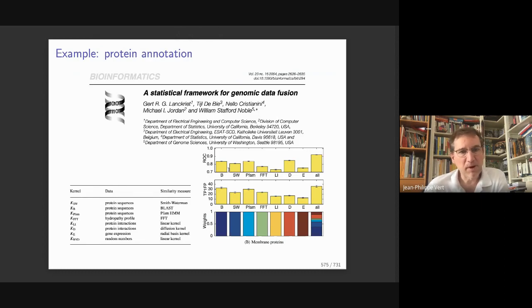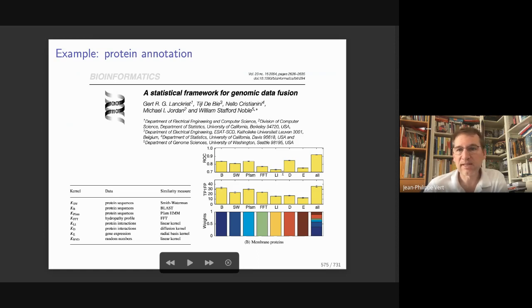It turns out to be quite successful in some cases. So let me mention a couple of classical papers that do that. This paper is again an example in bioinformatics where the goal was to predict properties of proteins, like the function of a protein. They considered a bunch of different kernels. On the plot, you see different columns corresponding to different kernels, whatever they mean. Some are based on the sequence, some are based on the network, some are based on the expression, etc.